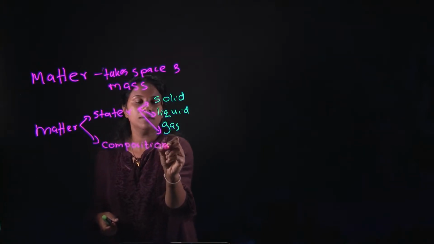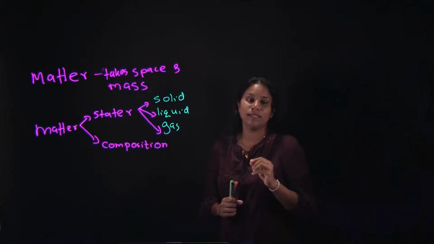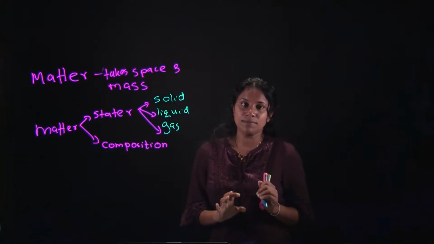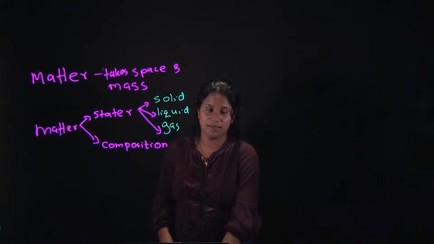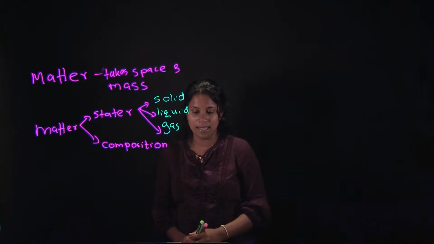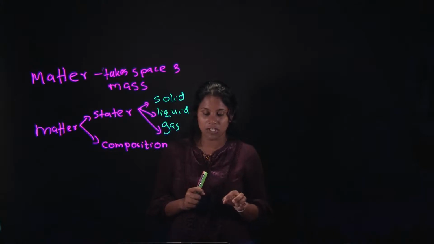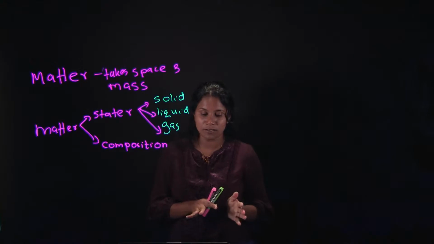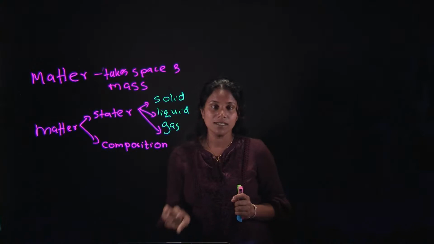According to its composition. Let's see how you're going to classify matter according to its composition. Matter can be classified according to its composition into a mixture and also a pure substance. So in this slide, you'll see matter classified into pure substance and mixture. A mixture can be classified as homogeneous mixture or heterogeneous mixture, and a pure substance can be classified according to element and compound.